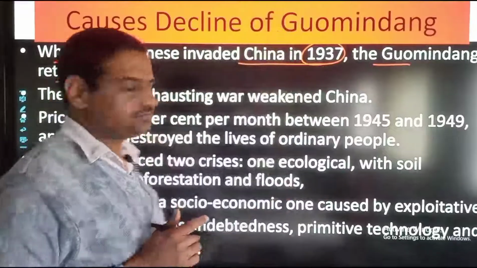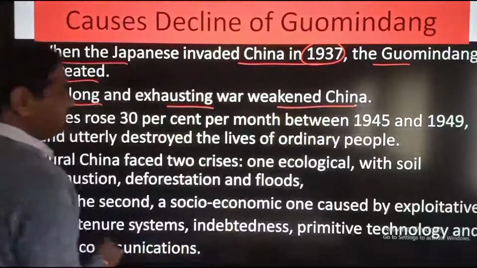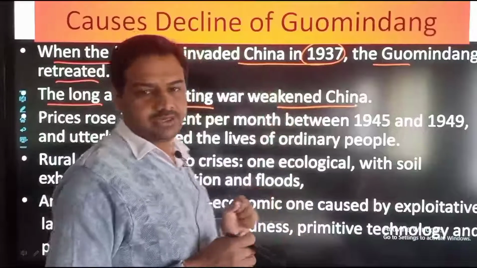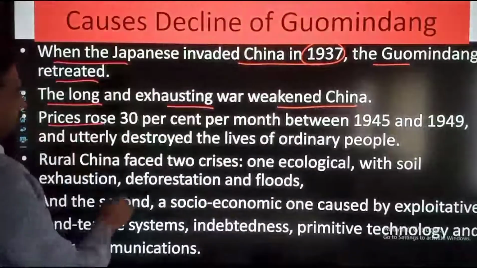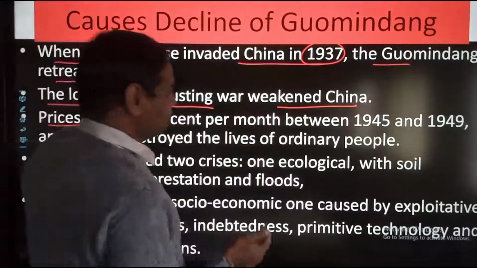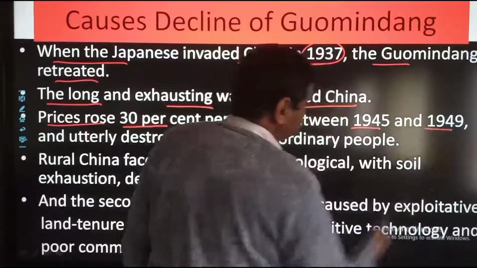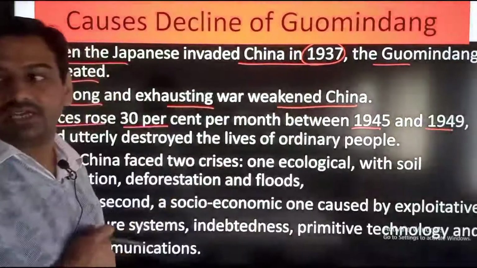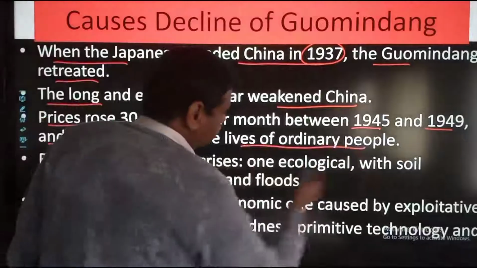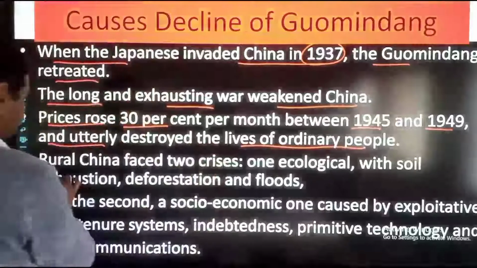As a result, China got defeated. The long and exhausting war weakened China. China became very weak. The economy of China declined because of the war with Japan. Prices also rose during wartime by up to 30%, and these were the prices of daily commodities. Between 1945 and 1949 these prices were very high and utterly destroyed the lives of the common people. So the common man's life was very miserable during this time.